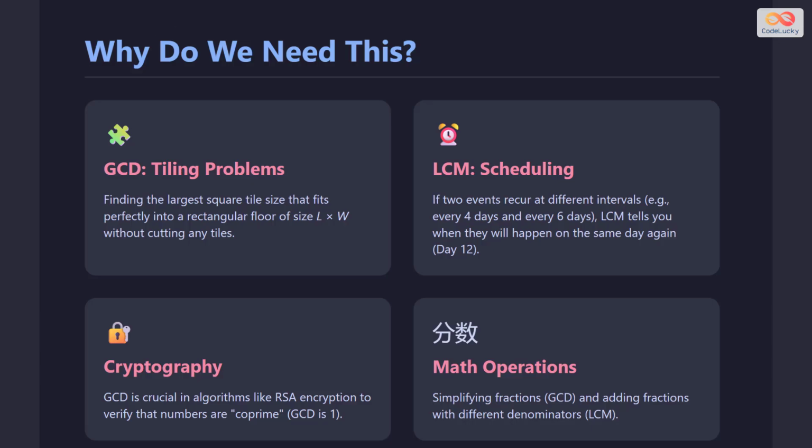Why do these concepts matter? GCD is used in tiling problems, like fitting the largest possible square tiles in a room. It's also fundamental to cryptography algorithms like RSA. LCM is crucial for scheduling problems, determining when two recurring events will happen simultaneously, and for basic math operations like adding fractions.